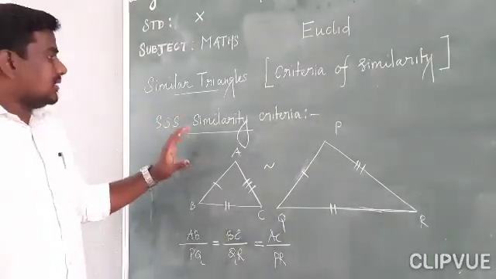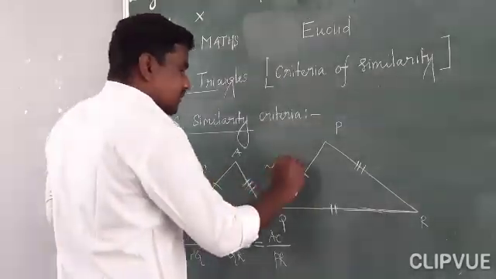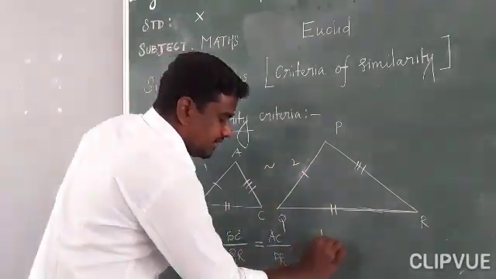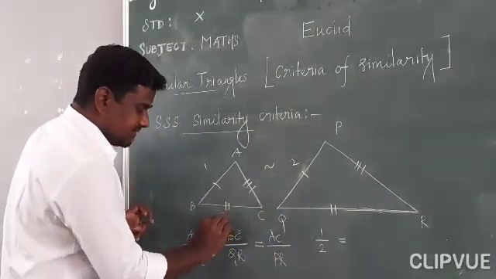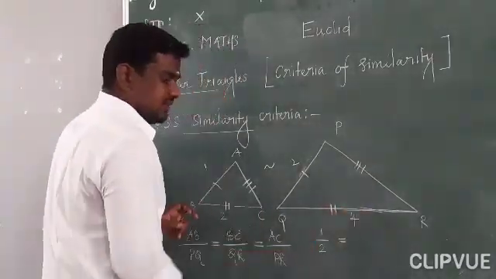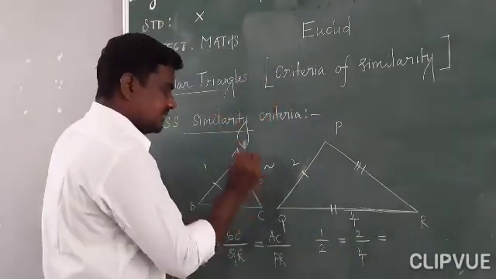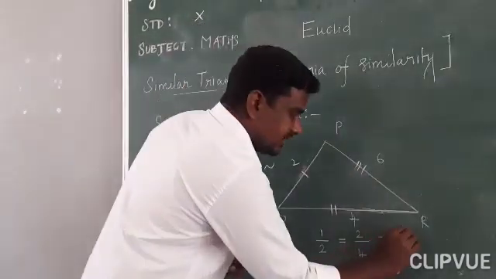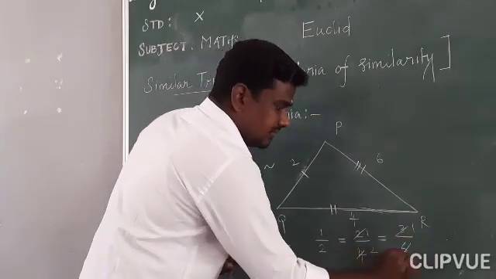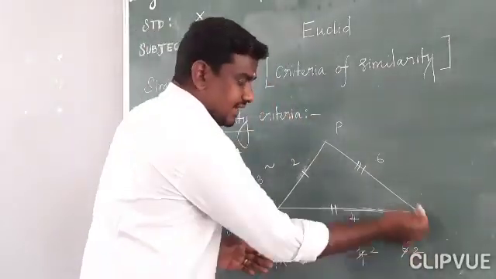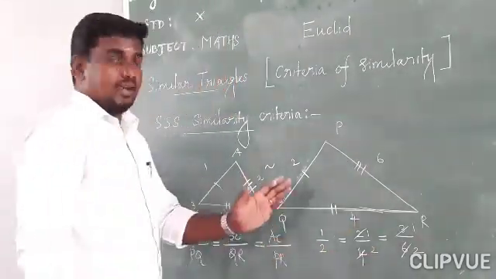This is called the side side side similarity criteria. For example, if AB is 1 and PQ is 2, then AB by PQ equal to 1 by 2. If you take BC as 2 and this QR length 4, so we can write 2 by 4. The third one, AC equal to 3, this one 6. We can write it as 3 by 6. If you simplify this, you will get 1 by 2. If you simplify this, you will get 1 by 2. So the corresponding sides are in the same ratio, which means proportional. So the two triangles are similar.